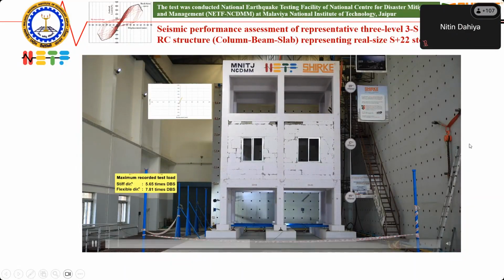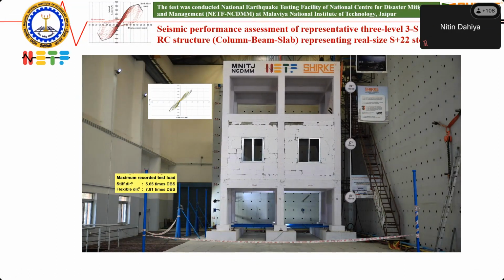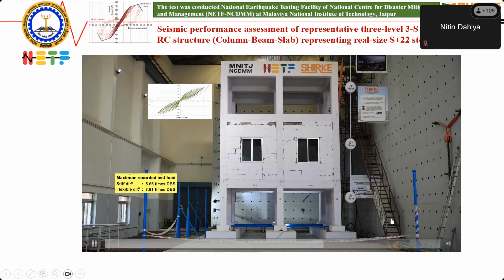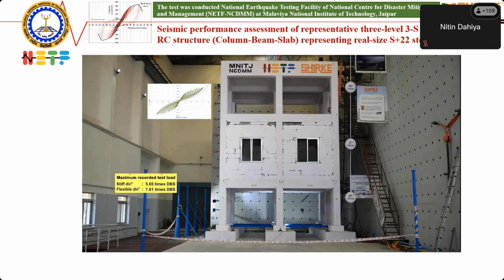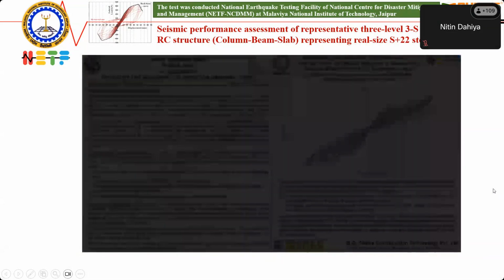Ground acceleration of 0.24 g, constructed using the 3S prefab system, was tested for pseudostatic reverse cyclic loading in orthogonal directions. Experiments were completed by loading the structure for 20 hours. The test house certified the ability of the industrialized 3S prefab system to transfer earthquake loads of much higher magnitude than the designed seismic forces through its distinctive connections, and hence the acceptable performance of the system is patently evident in seismic zone 4 for any number of stories.